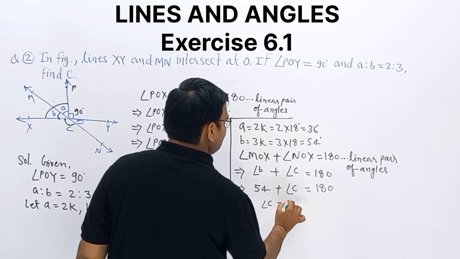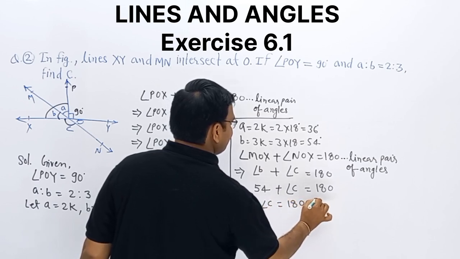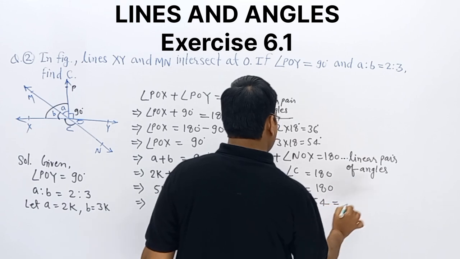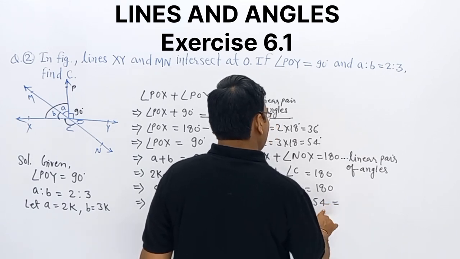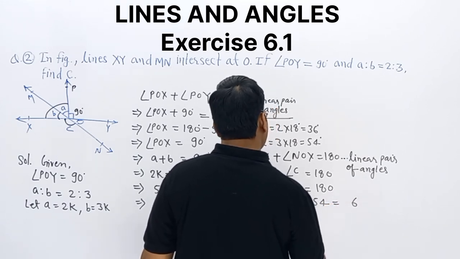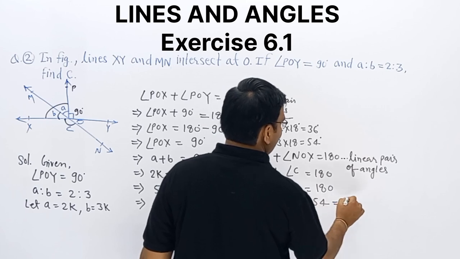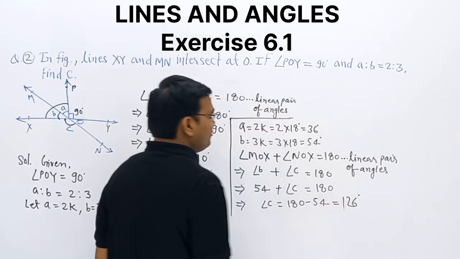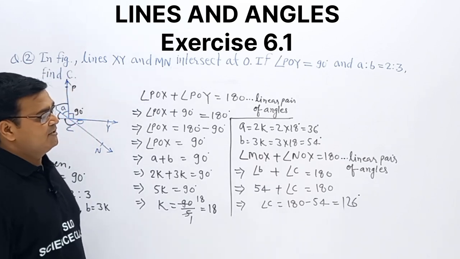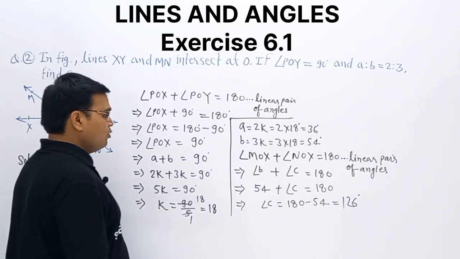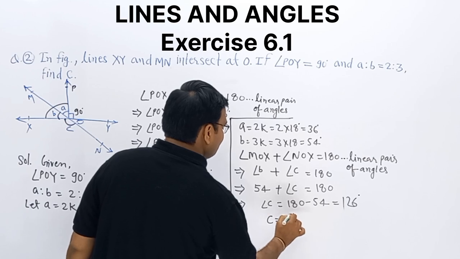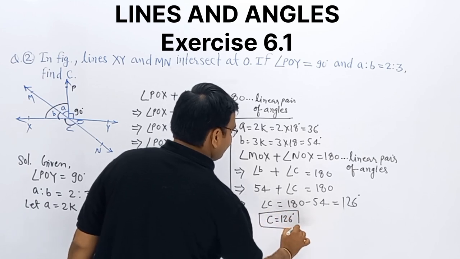Angle C will be 180 degrees minus 54. Subtract this one. What are we getting? 10 minus 4 will be 6. 7 minus 5 will be 2, and 1. 126 degrees. And the sum of both will be 180. 0, 5, 180 degrees. So angle C equals 126 degrees we are getting.